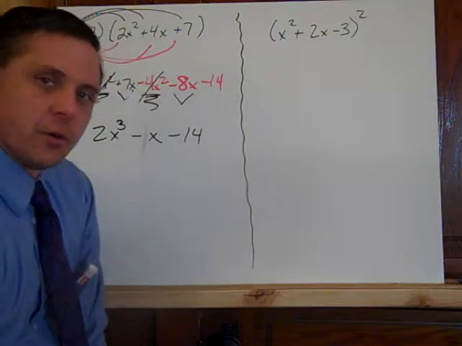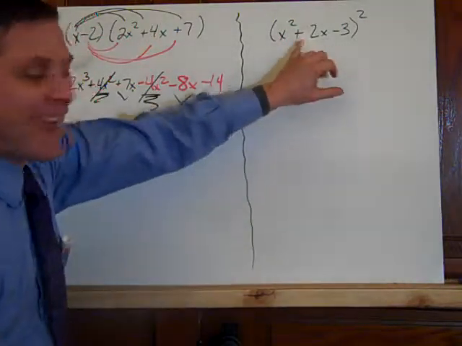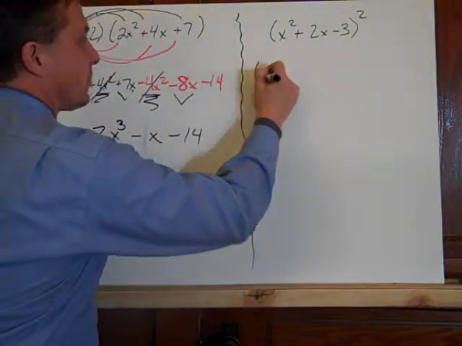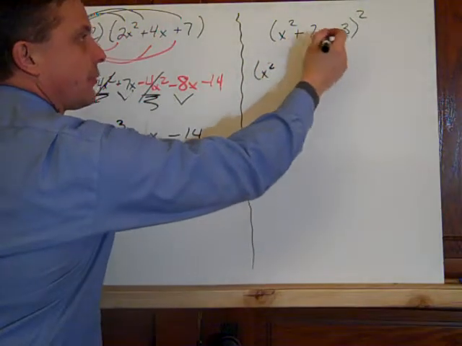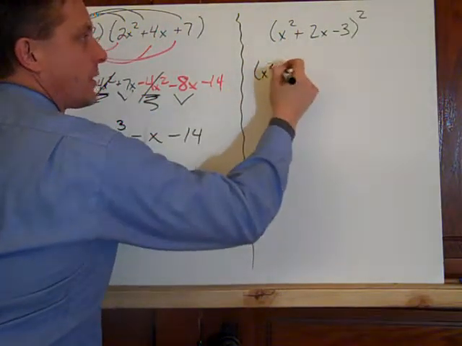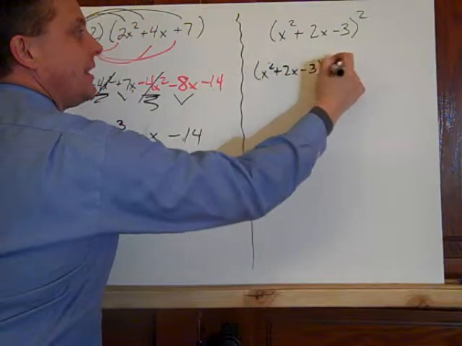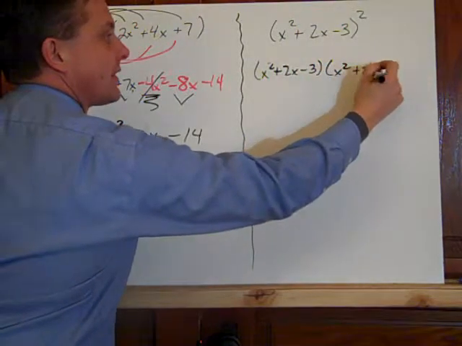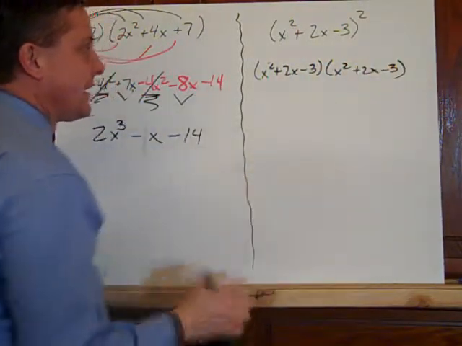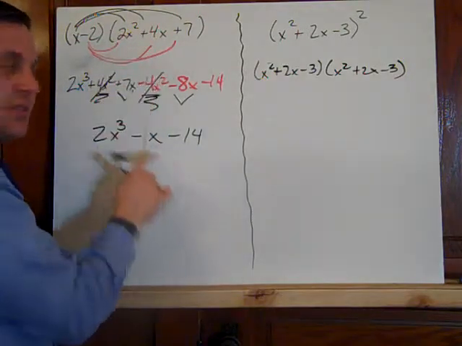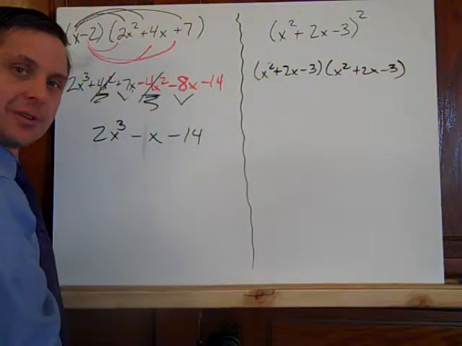Now, just like the other problem, I want to be clear that we understand this one. It's a trinomial squared. We cannot bring the square in. We have to write this out. So what does x squared plus 2x minus 3, squared, mean? It means x squared plus 2x minus 3 times x squared plus 2x minus 3. 2 terms times 3 terms gives 6. What do you think 3 times 3 is going to give?